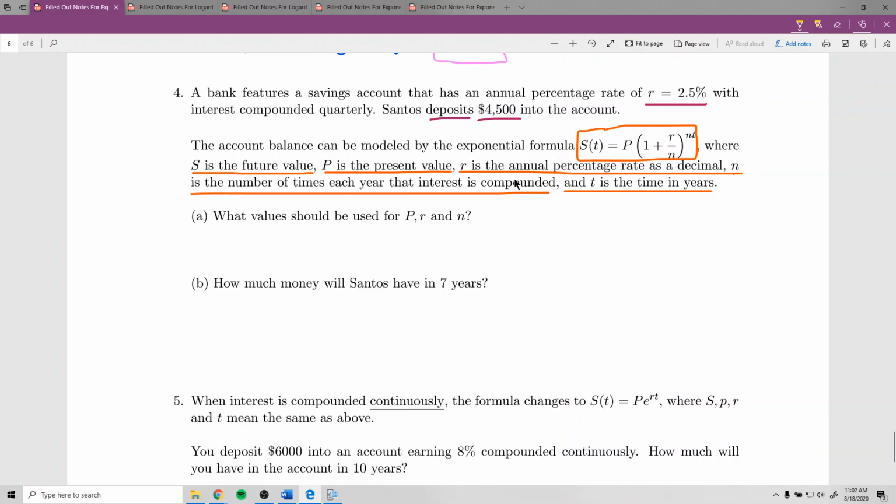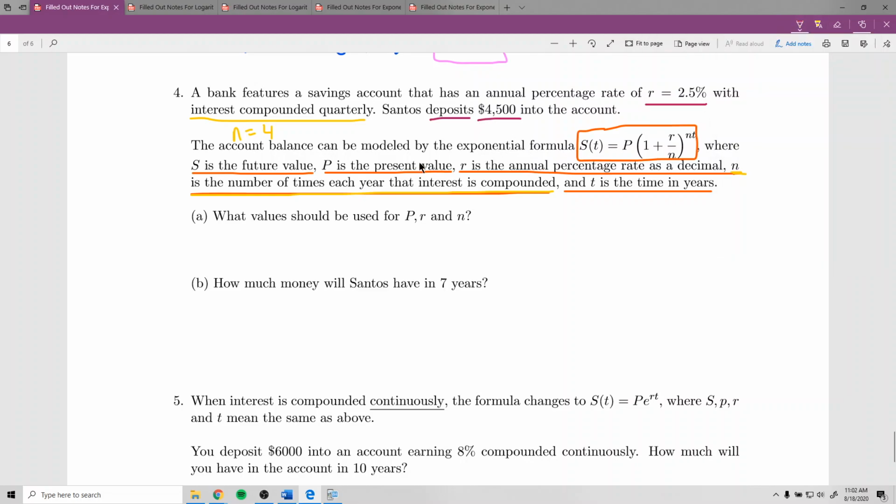Now, if you go back up to the above, the n is kind of the weird one. That says this is compounded quarterly. If it's compounded quarterly, the number of times that it's compounded each year is 4. Quarterly, 4. So it's actually telling you right here n equals 4.